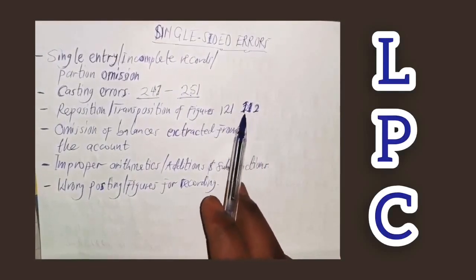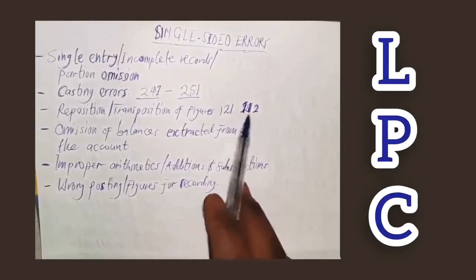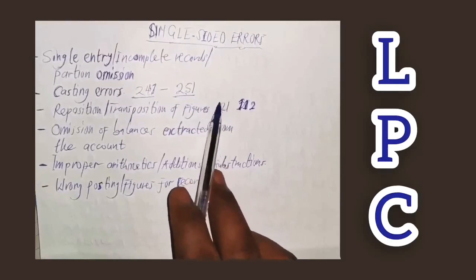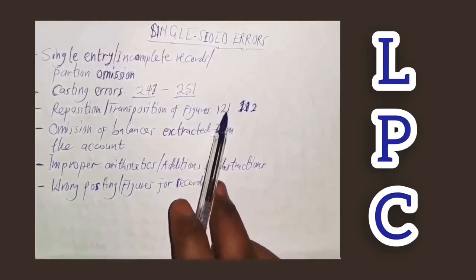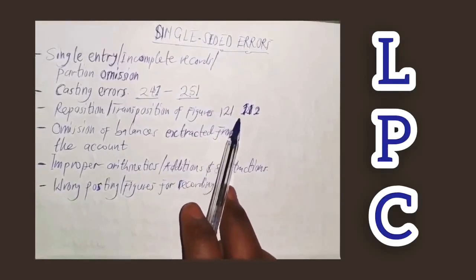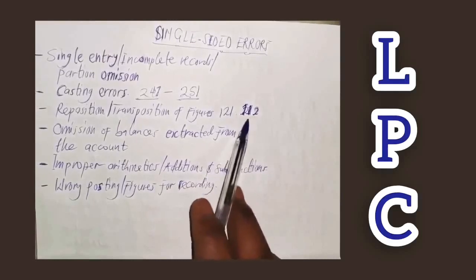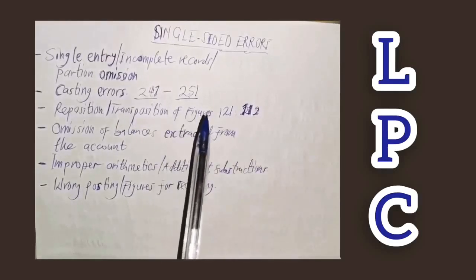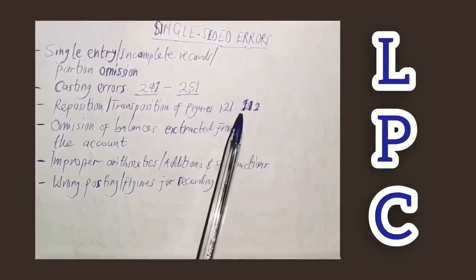This entry 112 was made at the credit side of sales, but we made the actual correct entry 121 at the debit side of, let's say, cash. Because it is one side that has been transposed, it becomes what? A single-sided error. So let's take note of that.